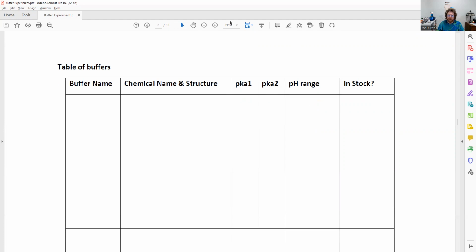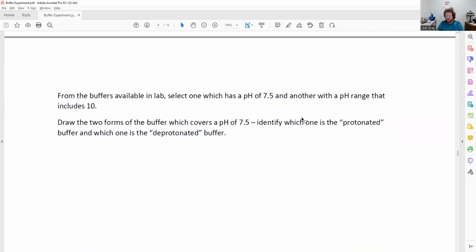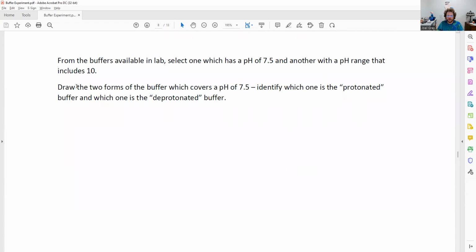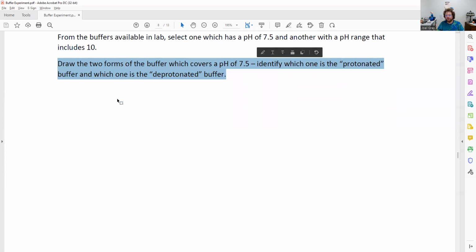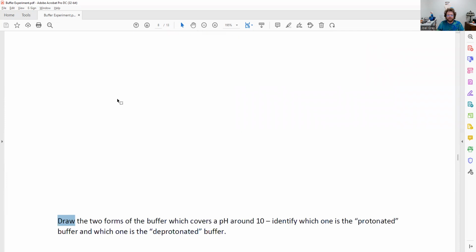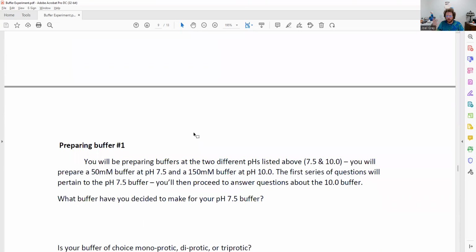But there's a couple more pages to work through, a little bit more math, some more calculations. And then one thing that I think is important is I want you to look at that molecule and identify the protonated form and the deprotonated form of your molecule. Then do the same thing at a pH of 10, because what we are concerned with is that ratio, that balance between the protonated and deprotonated form.